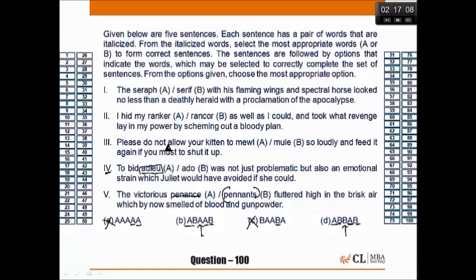Please don't allow your kitten to mule. Wow, so I think this is the wrong mule. What is this mule? Mew. Kitten mew mew meow. Sound has to be sounds to be okay. I think A. Yeah, should be A.